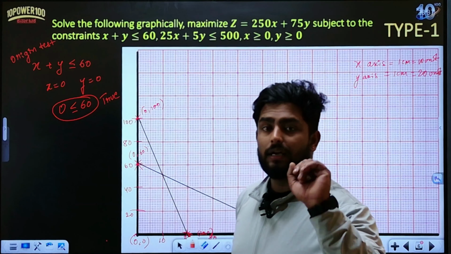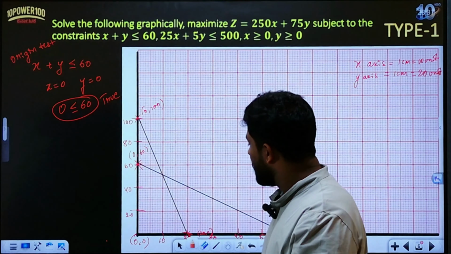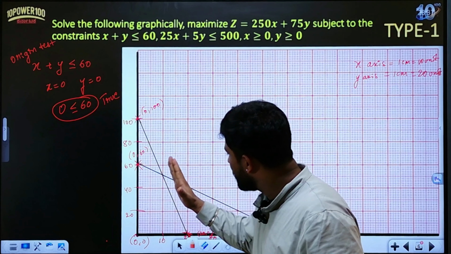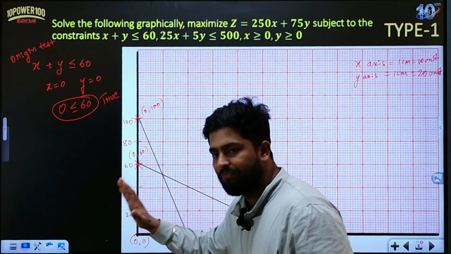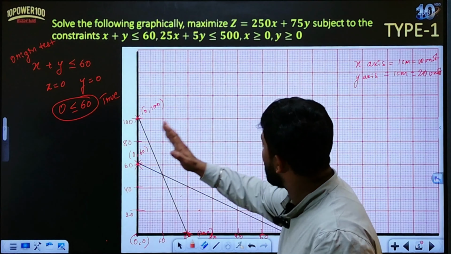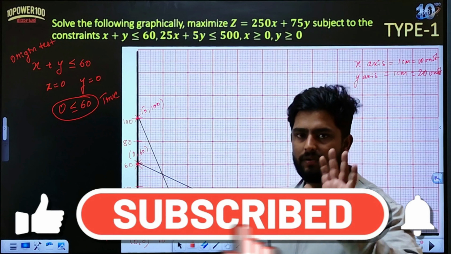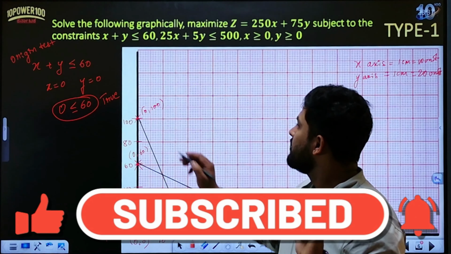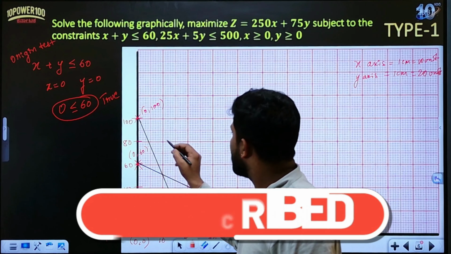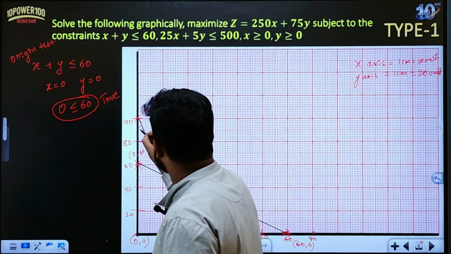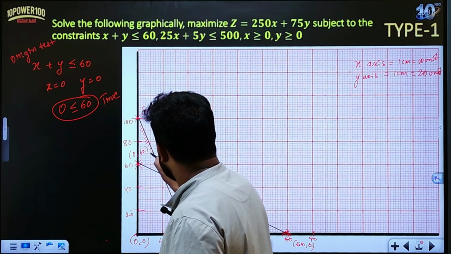If the origin test is true, you mark the side where the origin is. For this line, this is the origin side, correct? So you will mark this side. If it is false, you will mark away from the origin. So towards the origin, you have to mark if the test is true. In this case, our test is true, so we are marking this side, children. I'm marking this way.